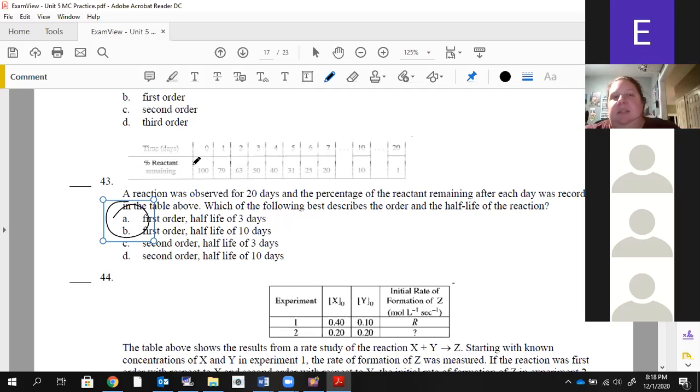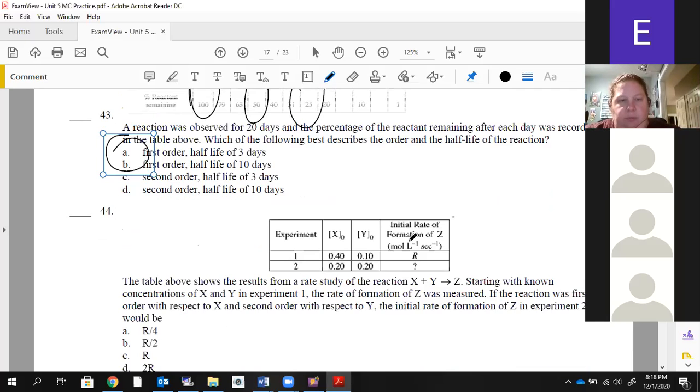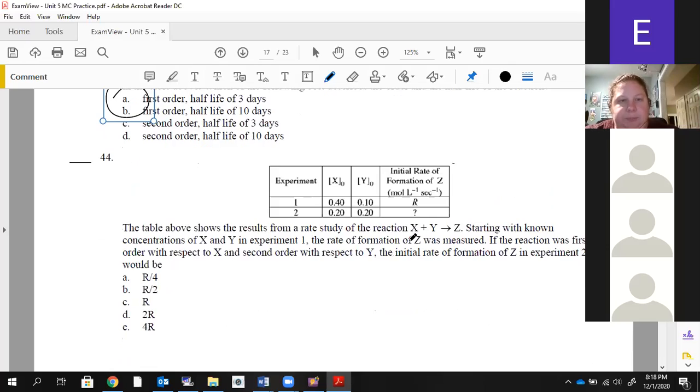But here we can see that this is consistent, because to go from 100 to 50% took me 3 days. To go from 50 to 25 took me another 3 days. So I can see that that's a consistent change in the half-life. And then for number 44, I just didn't know how to do it.